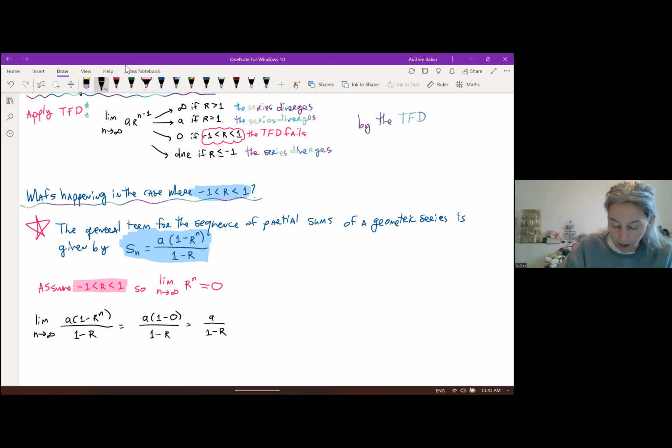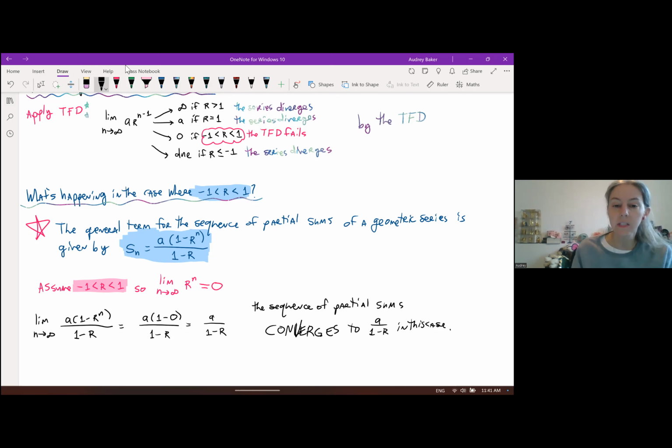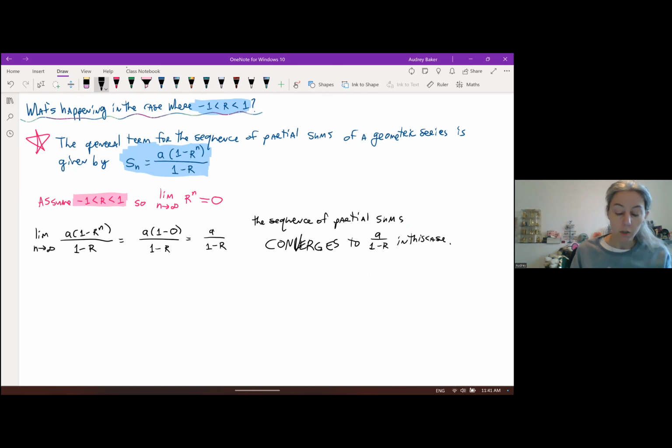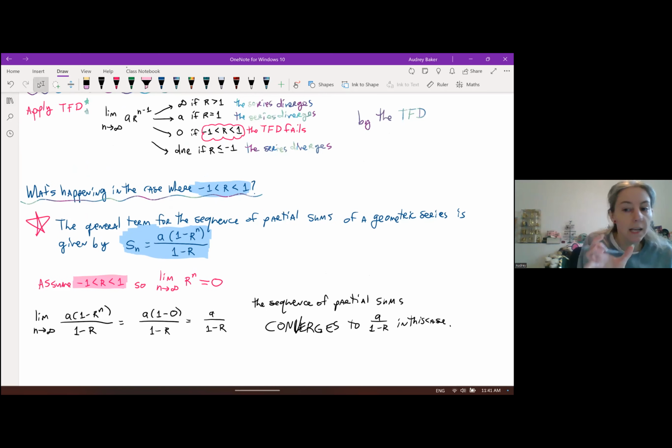So we can therefore say the sequence of partial sums converges to a over 1 minus r in this case. And if the sequence of partial sums converges to a over 1 minus r, then the geometric series also converges to a over 1 minus r. So in all those other cases, it diverges. But in this case, when we're between -1 and 1, not only does the series converge, but we can conclude that it converges to a over 1 minus r.